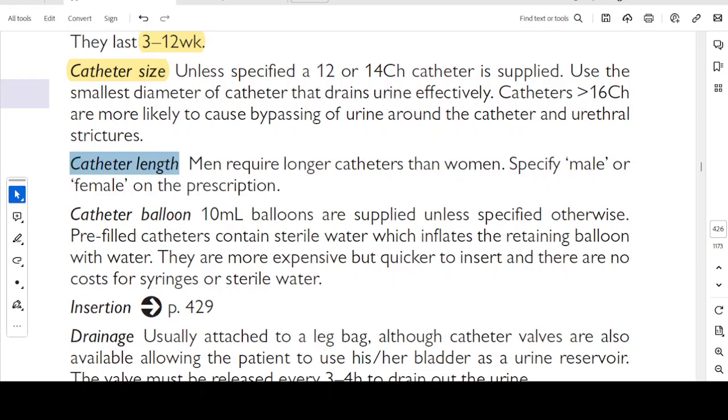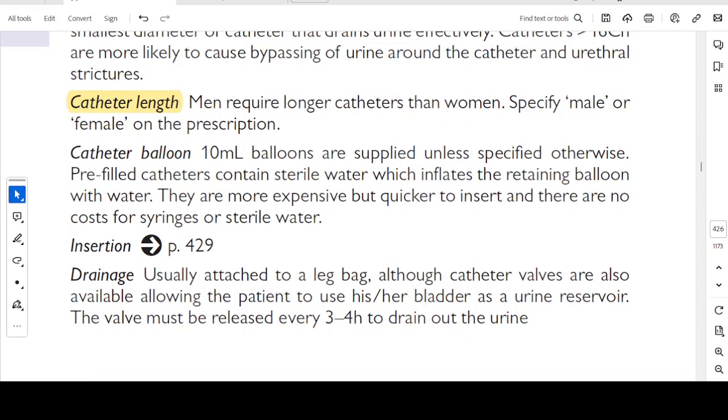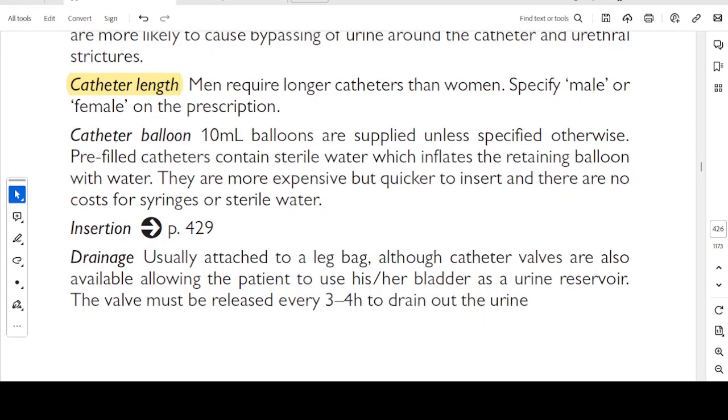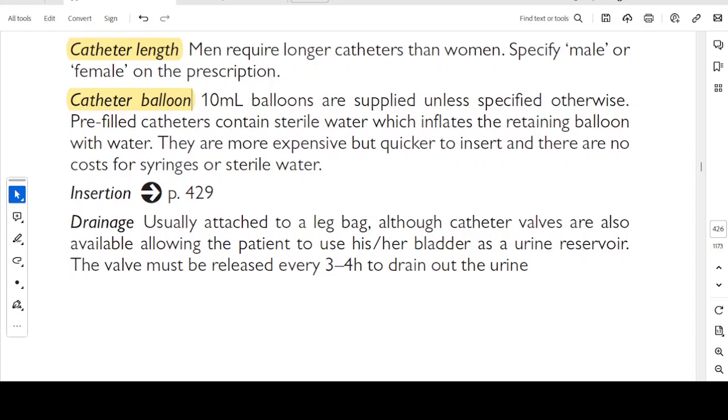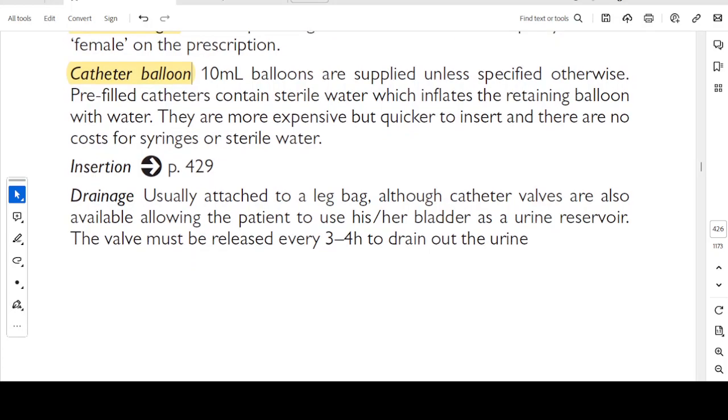Catheter length. Men require longer catheters than women. Specify male or female on the prescription. Catheter balloon: 10 ml balloons are supplied unless specified otherwise. Pre-filled catheters contain sterile water which inflates the retaining balloon. They are more expensive but quicker to insert, and there is no cost of syringes or sterile water.